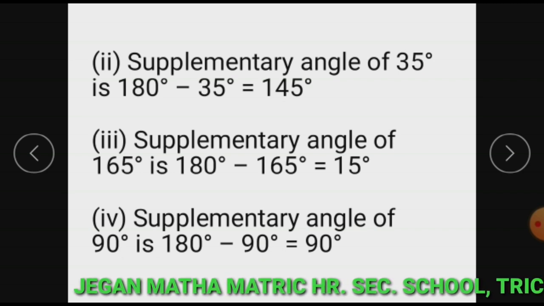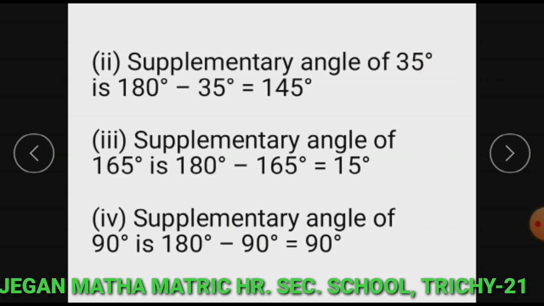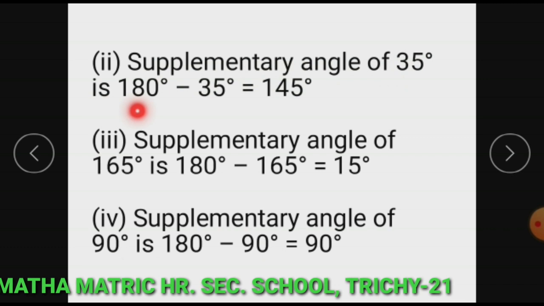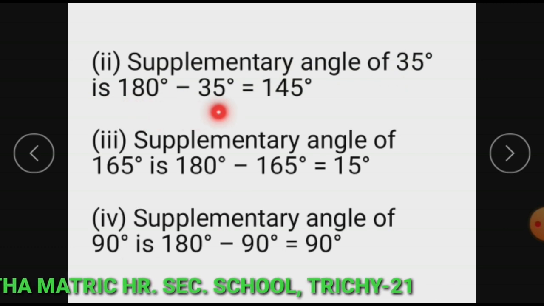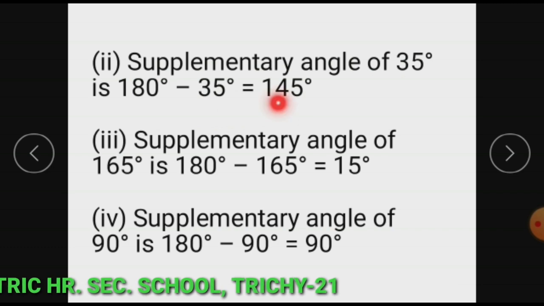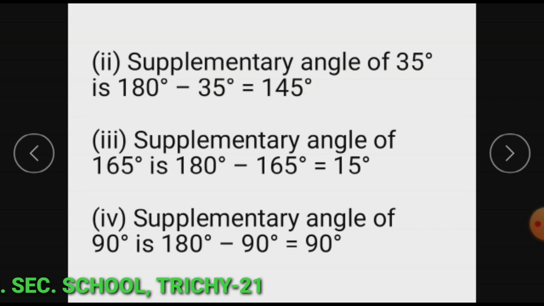Subdivision 2. The given degree is 35. Now we find the supplementary angle of 35 degree equal to 180 degree minus 35 degree equal to 145 degree. So 145 degree is the supplementary angle of 35 degree.